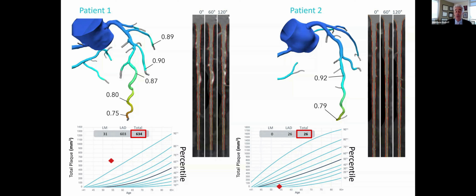The woman would presumably get much more therapy given the high plaque volume, also with that borderline FFR-CT, as compared to the man who had a similar FFR result, but a much different plaque result.